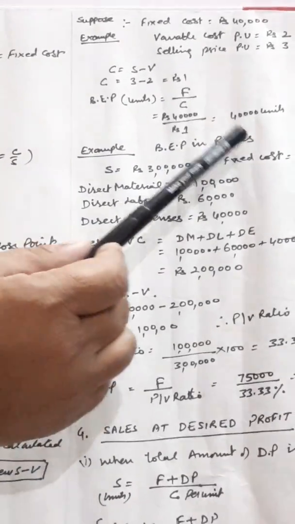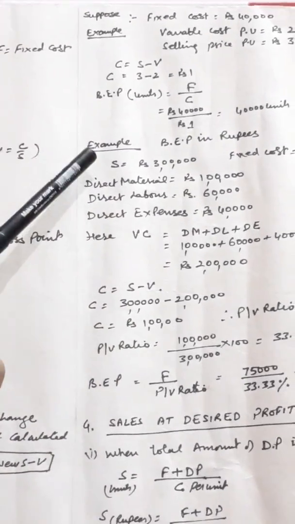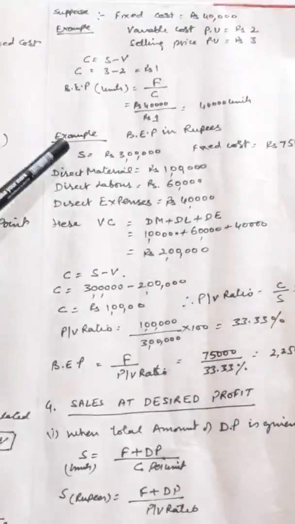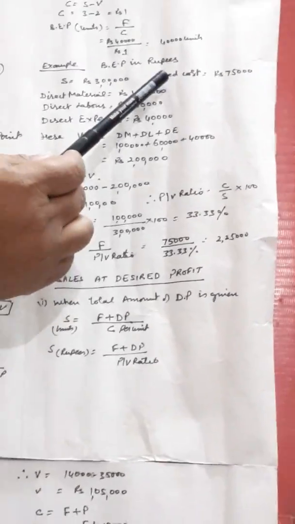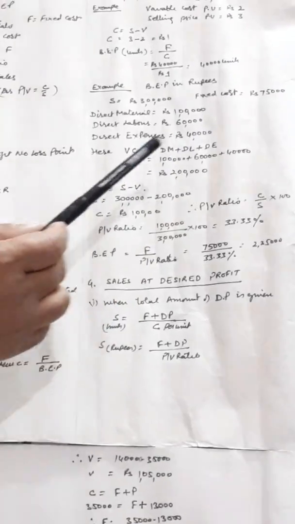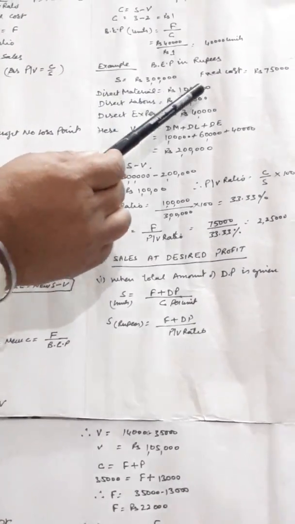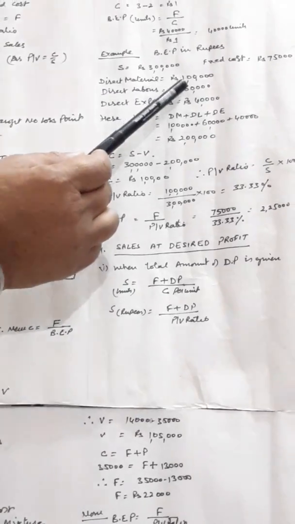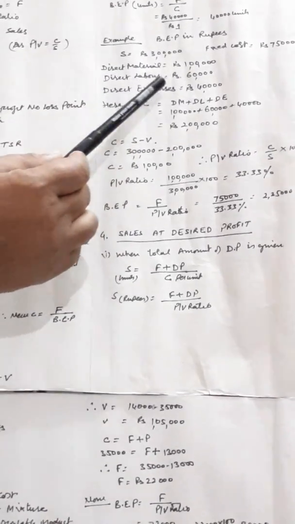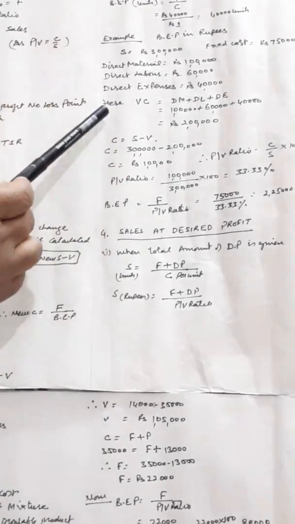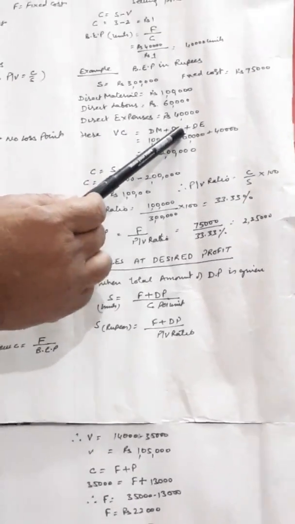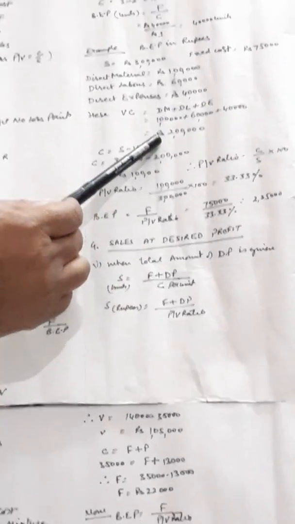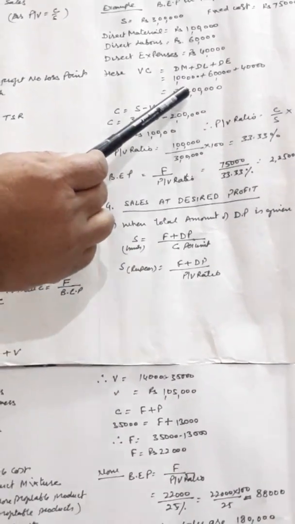Now break-even point in rupees. It will be better if we follow another example. Suppose sale is equal to rupees 3 lakhs. Fixed cost suppose 75,000. Here direct material cost given is 1 lakh. Direct labor expenses are 60,000. Direct expenses are 40,000. We first calculate variable cost. Here variable cost is direct material plus direct labor plus direct expenses. Then variable cost will be rupees 2 lakhs.